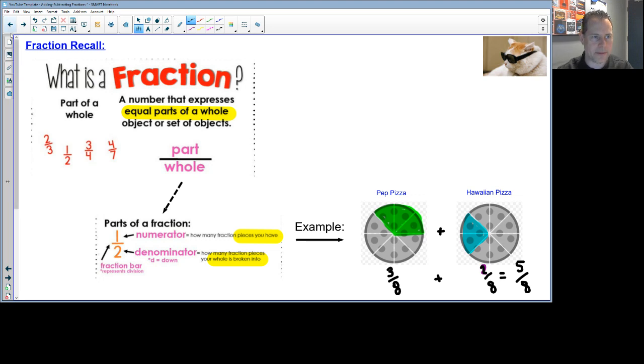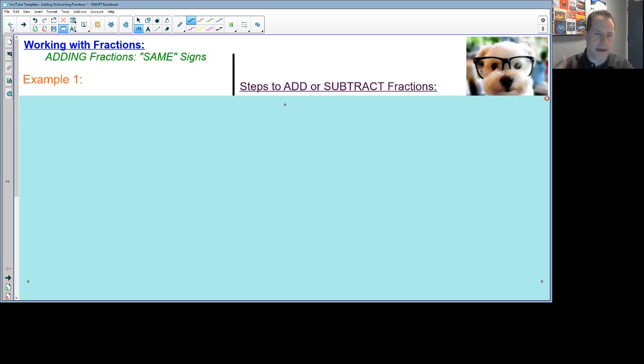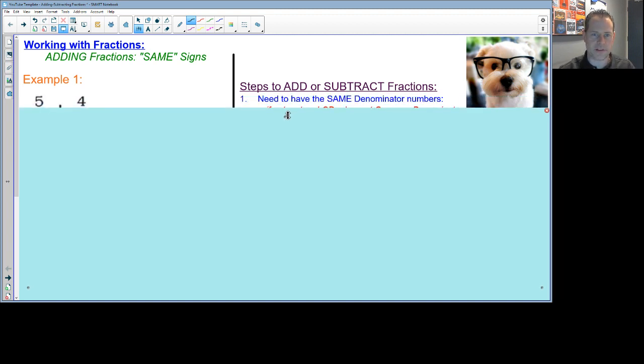And as long as you keep that in mind, then it's just a matter of going through the steps and practicing it so that you get used to and comfortable with adding or subtracting fractions using what's called the lowest common denominator. So let's take a look at a couple of examples here.